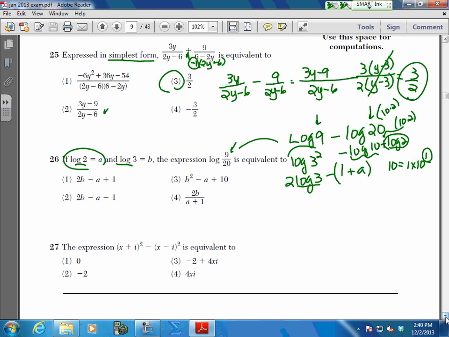The log of 3 in here is B. So 2B minus, and I would distribute this negative, parentheses, and see if you find it there. Don't fall into taking number 1 because you needed parentheses around that. Be careful of that.